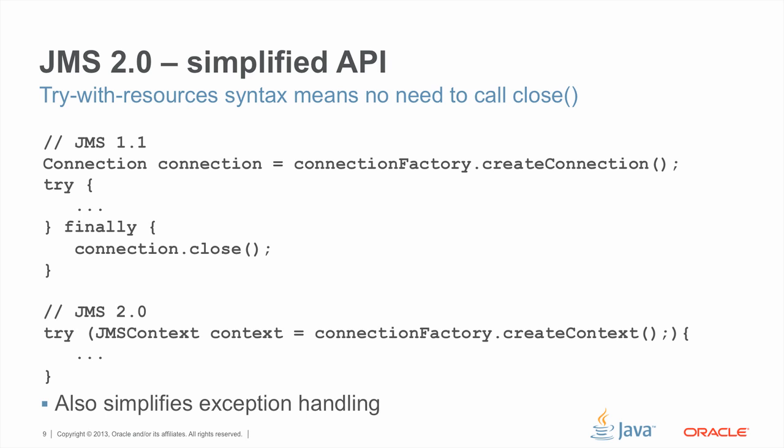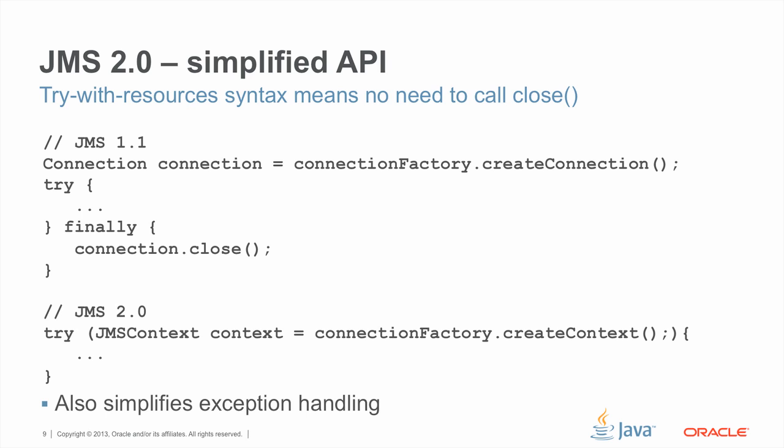At the top, we have an example from JMS 1.1 in which we create a connection. Then we do something with it, and then we close it afterwards. Since we always need to close the connection, even if we get an exception, we put the close in a finally block. Now below it, we've got the JMS 2.0 equivalent. We're using the simplified API here, so we create a JMS context. But the same would apply if we were using an ordinary JMS connection.